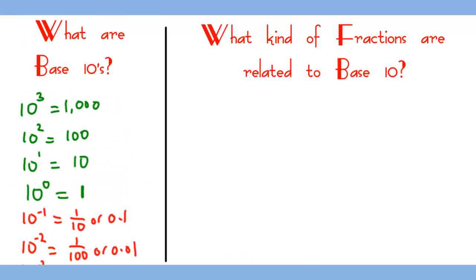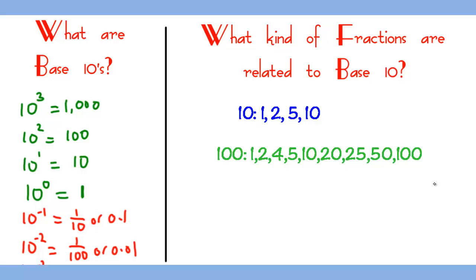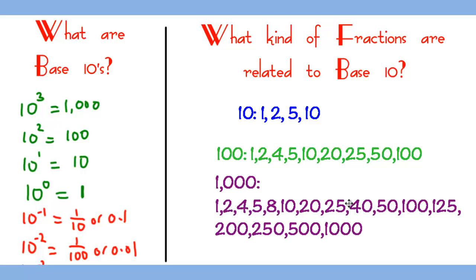What kind of fractions are related to base 10? Let's first begin by knowing what the factors are for some of the base 10s. Here's the list for 10, which are 1, 2, 5, and 10. And here's the list for 100, which are 1, 2, 4, 5, 10, 20, 25, 50, and 100. And here's the list for 1000: 1, 2, 4, 5, 8, 10, 20, 25, 40, 50, 100, 125, 200, 250, 500, and 1000.